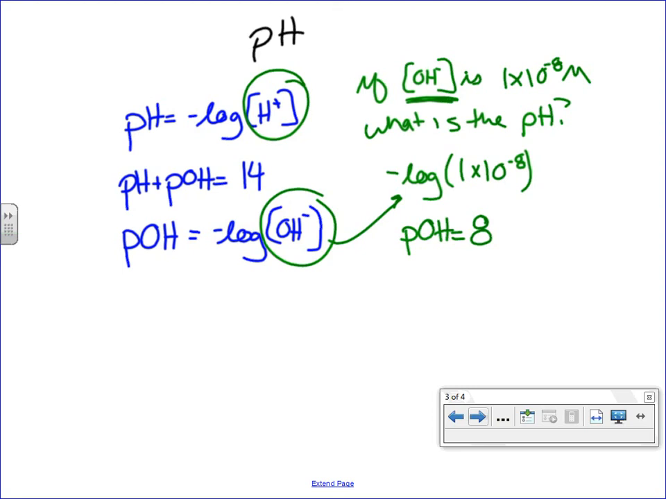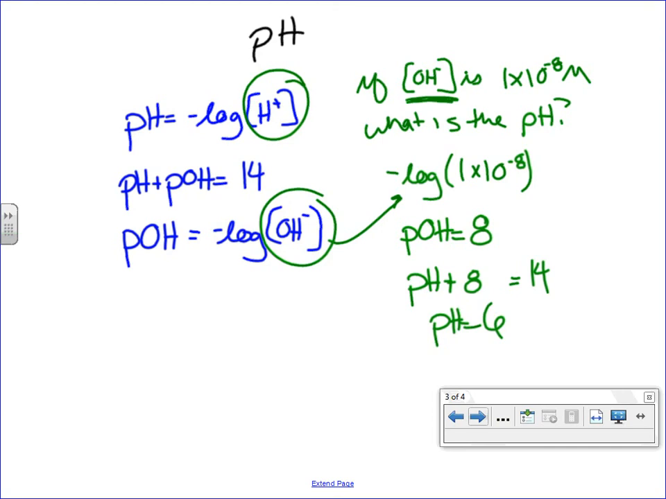To find the pH, I say that pH plus POH equals 14, okay? I know that POH is 8, and therefore my pH equals 6, okay? Make sure you're looking for that. If you're negative logging your OH minus, you're getting POH. If you're negative logging your H plus, you get pH.